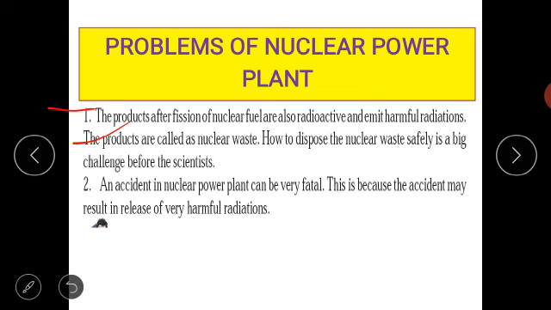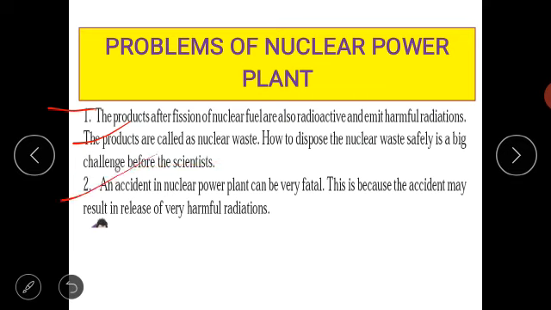Disposal of this nuclear waste has a very precise protocol that needs to be followed safely. Disposal of this nuclear waste is a very big challenge for scientists. It is a very big challenge.